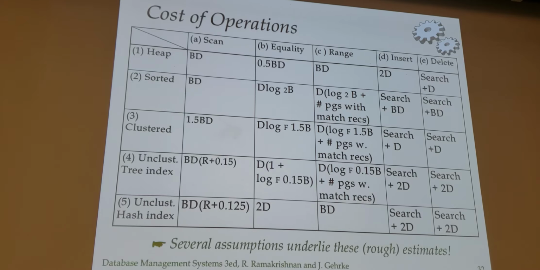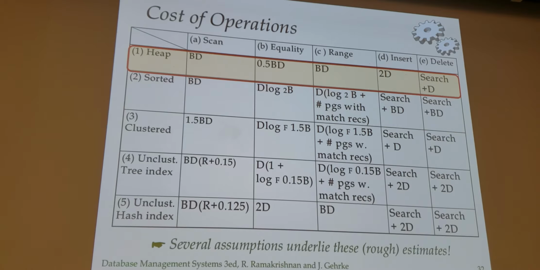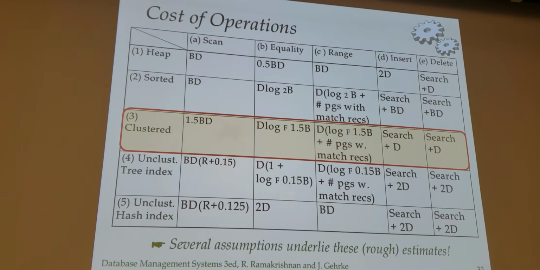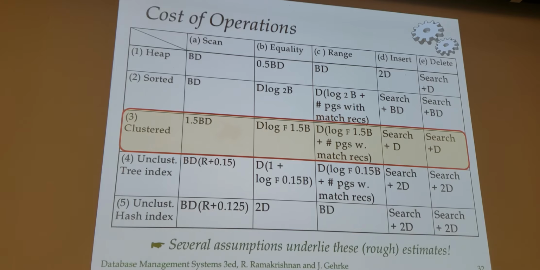Now, we're going to get to this lovely diagram, and we had gone through heaped, sorted, and clustered, looking at 5 operations: scanning through everything, looking for equality, looking for a value match exactly, looking for a range match, looking for the cost of an insert, looking for the cost of a delete.